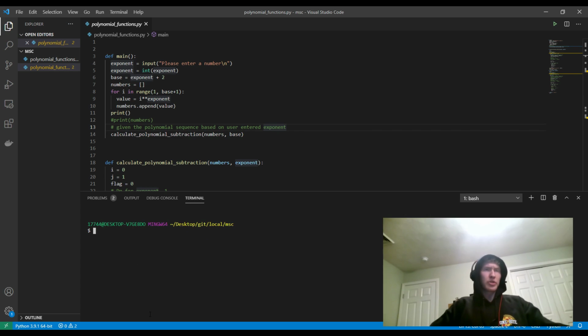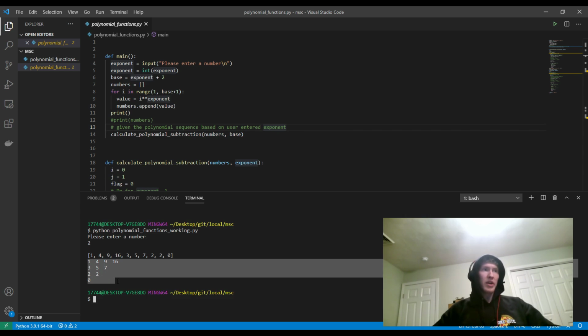So we're going to run this, and it asks us for the exponent. Like we saw before, x squared gave us that triangle, which we can see right here. It's just inverted. So we get 1, 4, 9, 16. We go all the way down. Boom, we get 0.